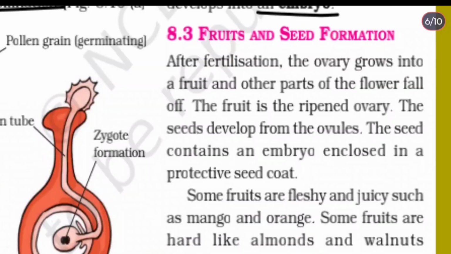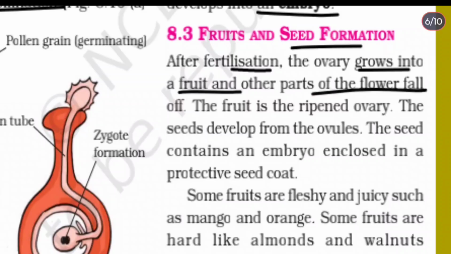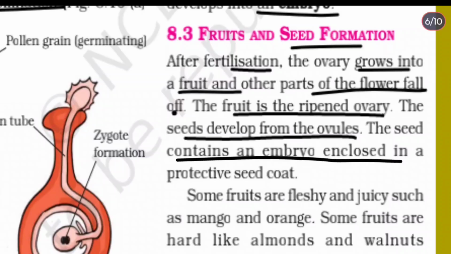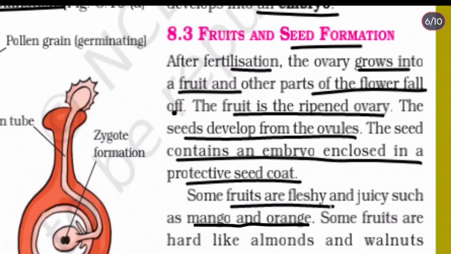The zygote develops into an embryo. Fruit and seed formation. After fertilization, the ovary grows into the fruit and other parts of the flower fall off. The fruit is a ripened ovary. The seed develops from the ovule. The seed contains an embryo enclosed in a protective seed coat. Some fruits are fleshy and juicy, such as mango and orange. Some fruits are hard, like almonds and walnuts.